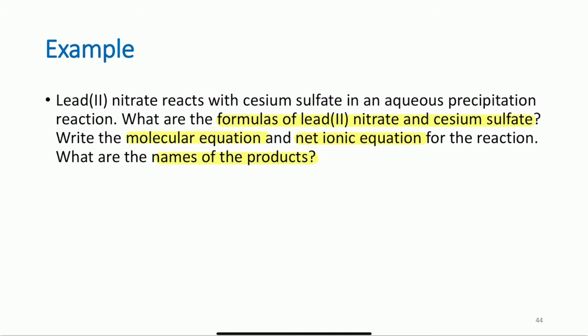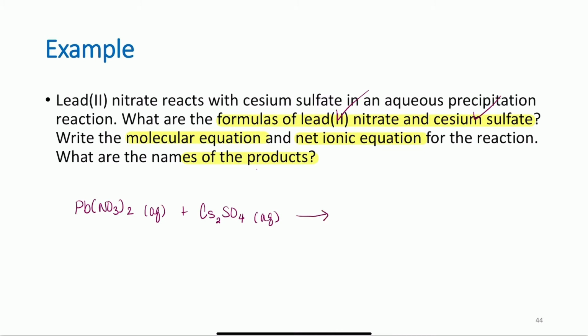So lead 2, Pb2 plus, nitrate, NO3 minus. Therefore, I know it's Pb(NO3)2. That is soluble. And cesium sulfate. Cesium, Cs plus, sulfate, SO4 2 minus. So Cs2SO4, that is also soluble because cesium is group 1. So I have written the formulas for this and this. Write the molecular equation and net ionic equation for this reaction.